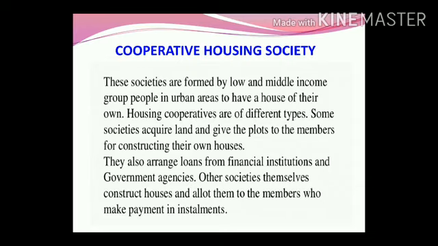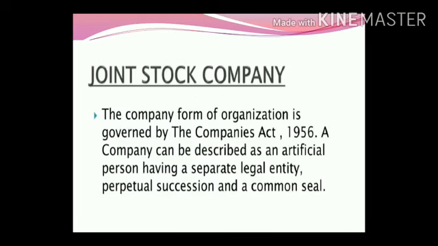So these are the various types of cooperative societies and its main features. Now let's discuss another form of business organization, that is joint stock company. Joint stock company is a form of organization governed by the Companies Act 1956. A company can be described as an artificial person having a separate legal entity, perpetual succession, and a common seal. That means joint stock company is created by law and it does not possess physical attributes of a natural person.